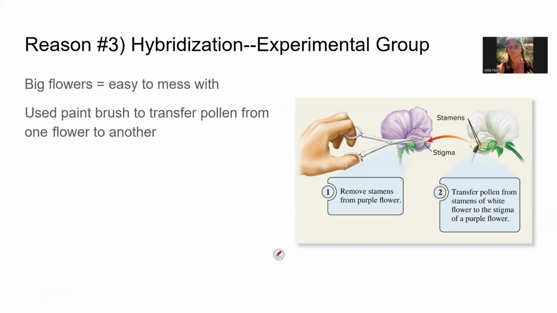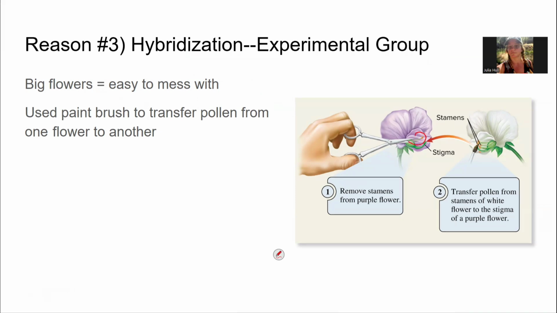And so what Greg was doing is that he would go to his purple flower, he'd remove those male portions, get out of here, and he would take the pollen from one plant, put it on a paintbrush, and transfer it to the female portions of the other plant. So he could control the individuals that were mating. So this gave us that experimental group that we need to have in order to have valid scientific studies.